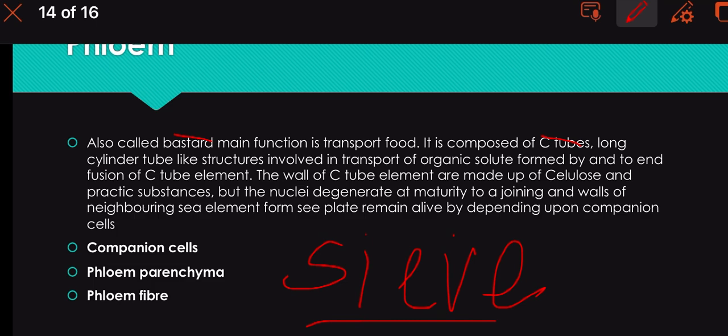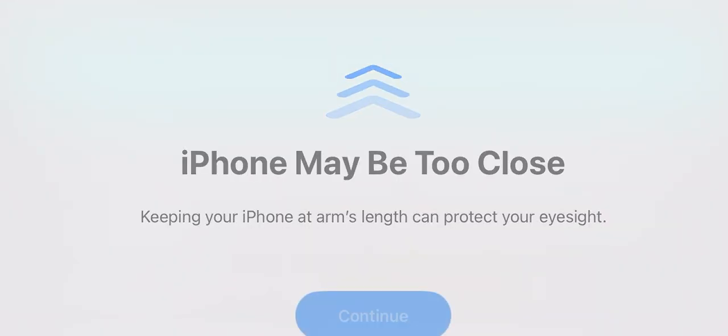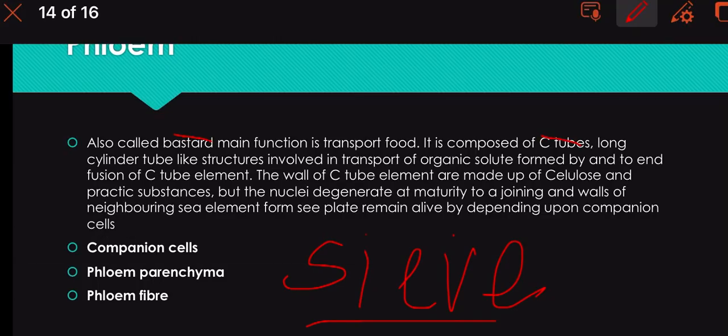The wall of sieve tube elements are made up of cellulose and pectic substances, but the nuclei degenerate at maturity. Two adjoining end walls of the neighboring sieve elements form sieve plate, remaining alive by depending upon companion cells. So we will discuss about the companion cell. Companion cell, a thin-walled elongated cell, is associated with each sieve tube and connected by simple pits. Companion cell is living, containing dense protoplasm and large elongated nucleus.